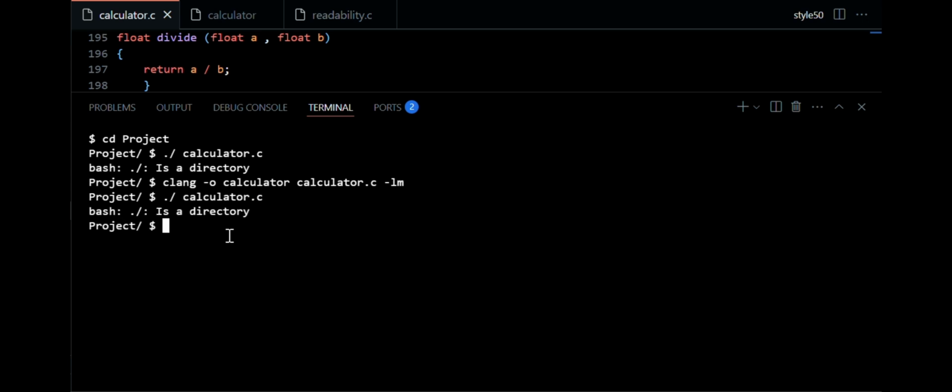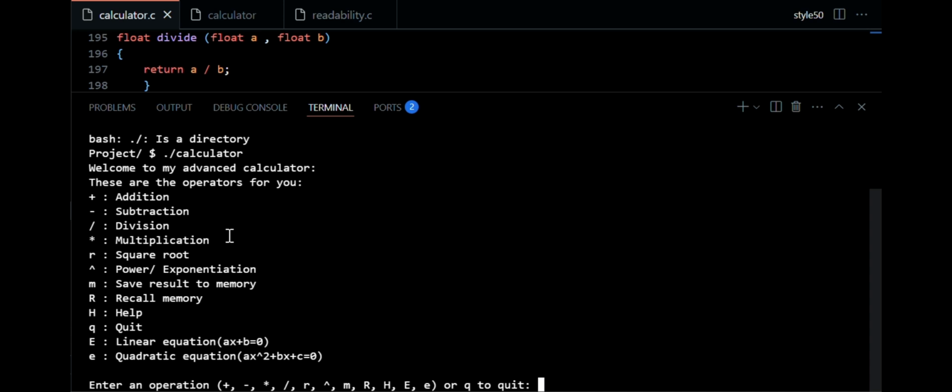calculator dot c, oh yeah, sorry, I mistakenly used calculator.c. Here we are supposed to use ./calculator. So if your ./calculator doesn't run, you do this. Use that compiler first.